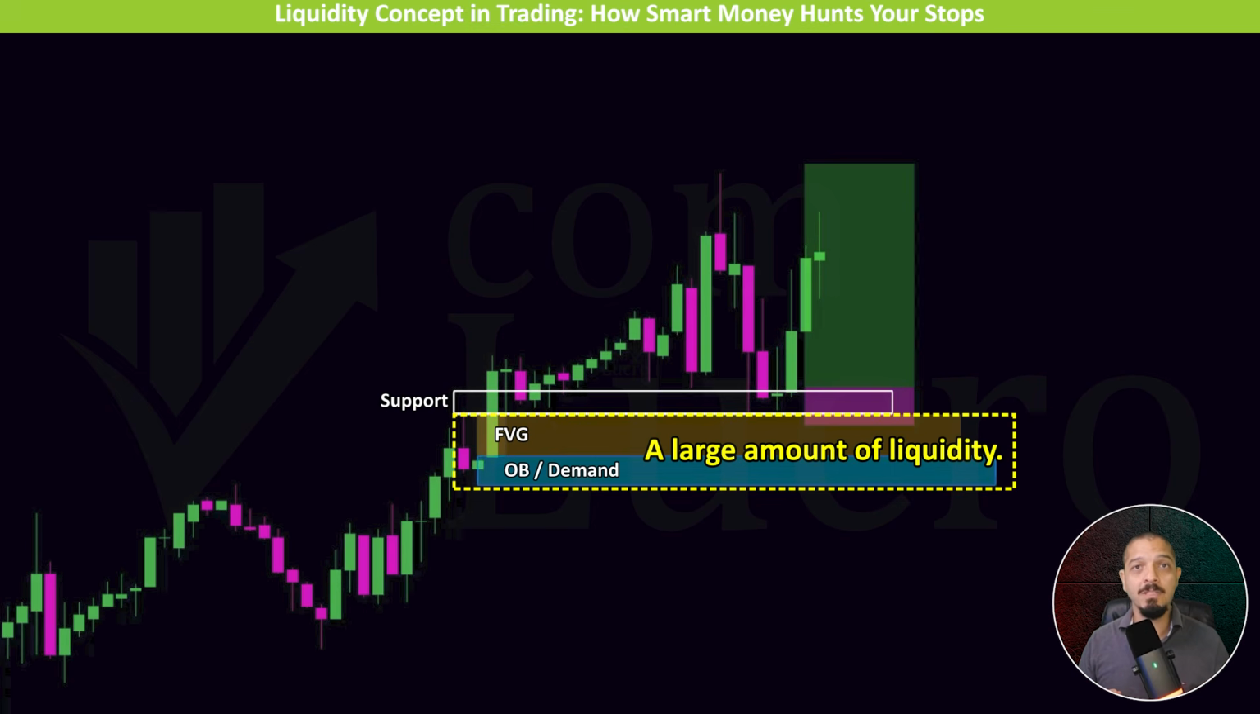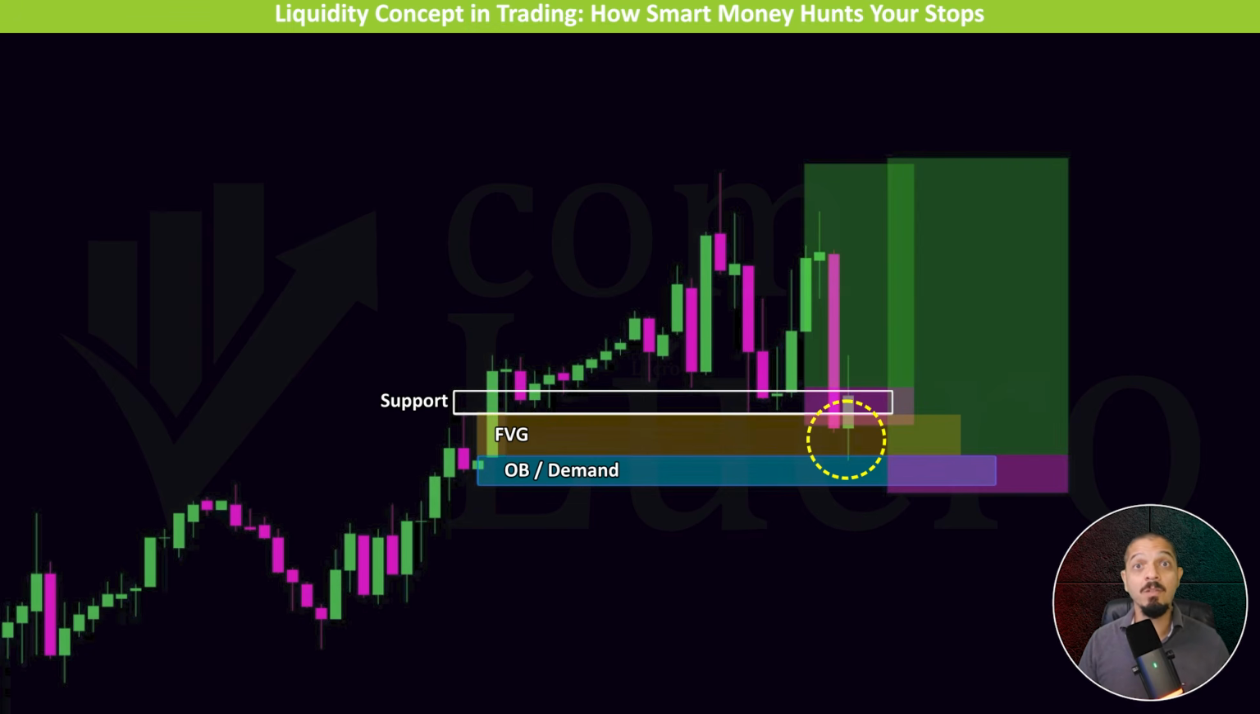Now look below the support. Because of the repeated taps, equal lows liquidity has formed. Retail traders place their stop losses right below that level. This creates a large pool of liquidity beneath the support. So the plan becomes simple and mechanical. We place a buy limit at the demand zone. Our stop loss goes slightly below the zone, and the target is the swing high. As price moves downward, watch what happens. Retail traders get stopped out. Liquidity below support is swept.